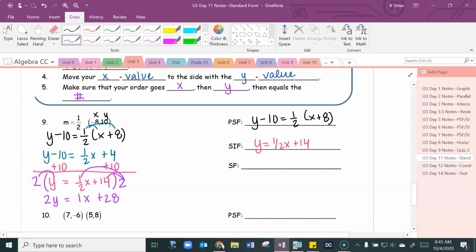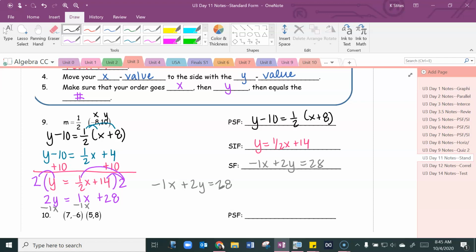Okay, and final step, move your x value to the side with your y value. So our x value, we're going to subtract it over, and we will put it first. It's a negative 1x plus 2y equals 28. And that is our standard form. And there you go.